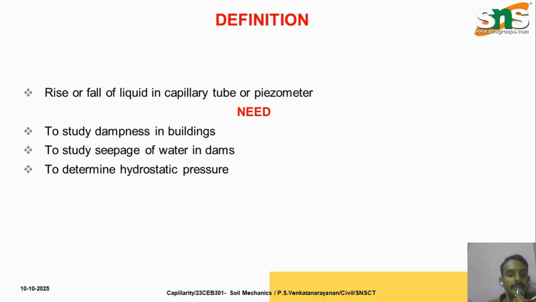So let's dive into the concept of capillarity. Capillarity is the phenomenon by which water rises in small pores or tubes against gravity due to surface tension. In soil, the tiny voids between the particles act like millions of capillary tubes. The finer the soil, the smaller the pores and the higher the capillary rise. So in case of clay soil, it shows a much higher capillary rise when compared with sand.